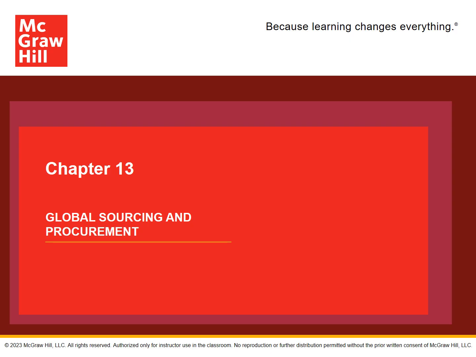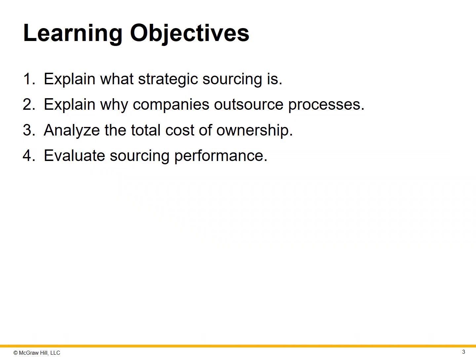This is chapter 13 that we will cover from McGraw-Hill's textbook today. The purpose of today's class is to explain what strategic sourcing is and why companies outsource their process externally, analyze the total cost of ownership, and conclude with evaluating sourcing performance.